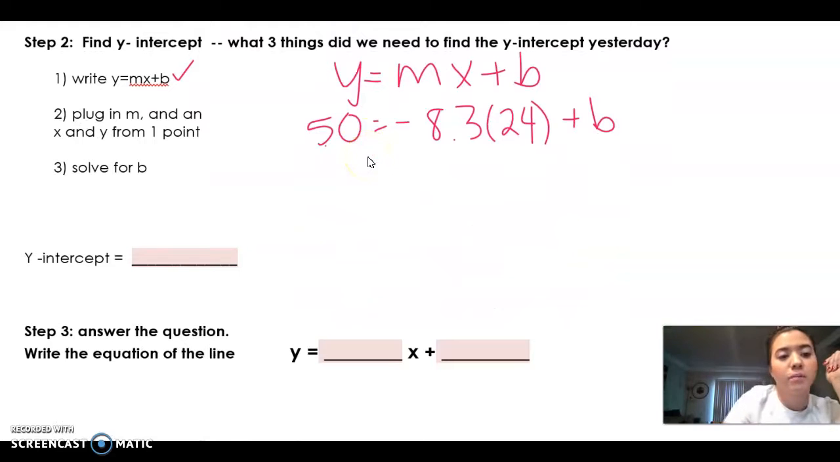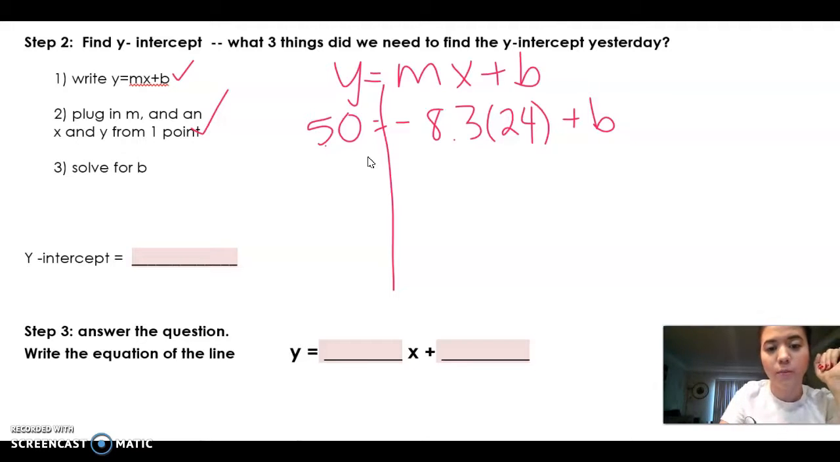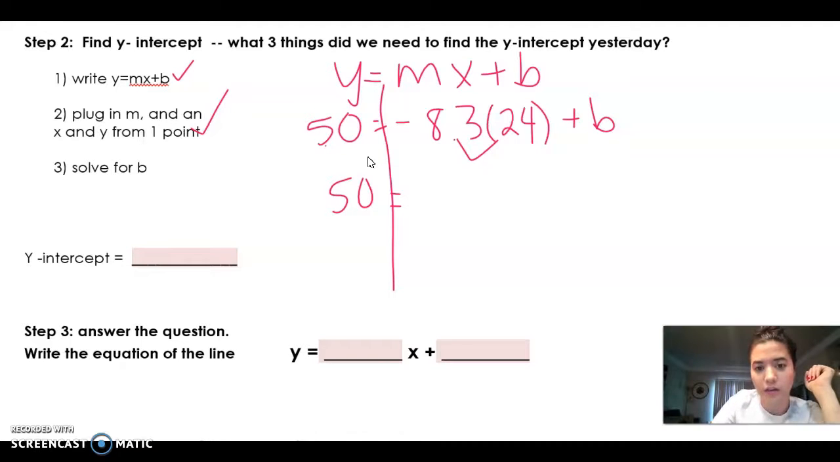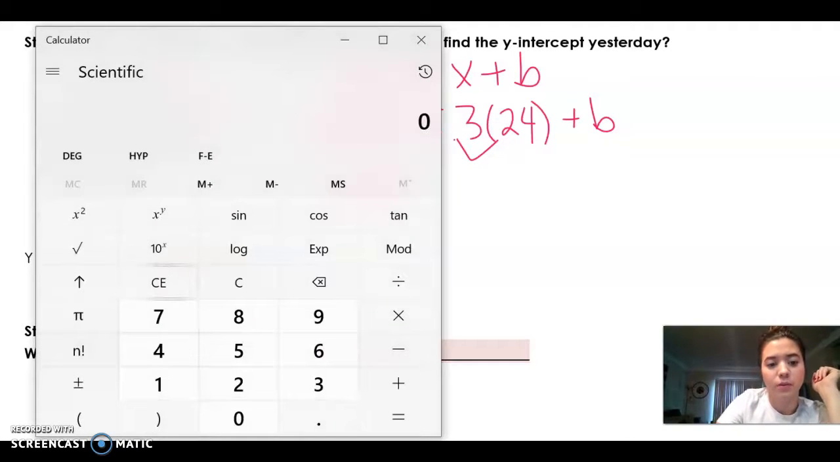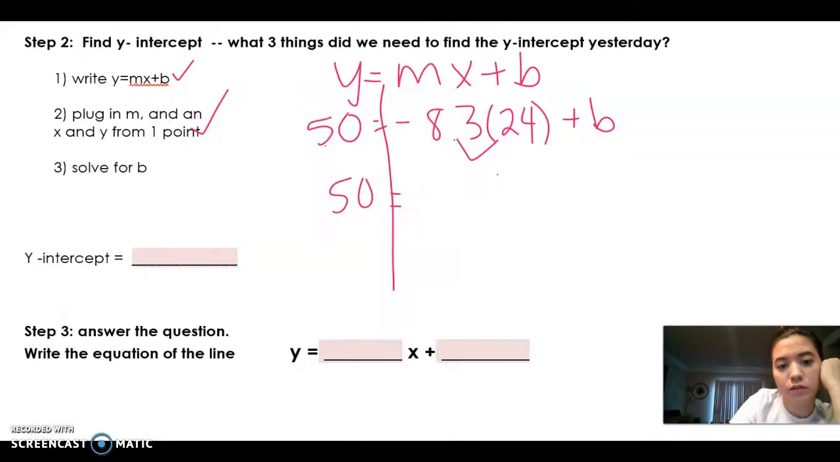All right, plugged our values in. Now we're going to go ahead and solve for b. So from yesterday we talked about the importance of multiplying first. We got to simplify both sides before we can solve for b. So we're going to do negative 8.3 times 24. And we get negative 199.2.